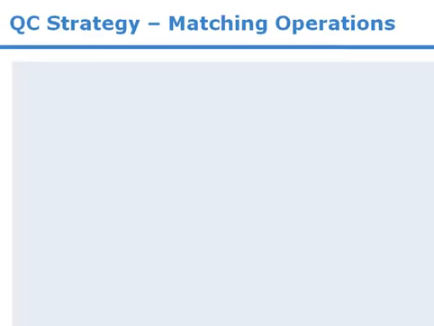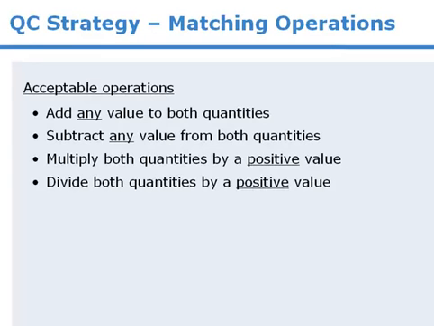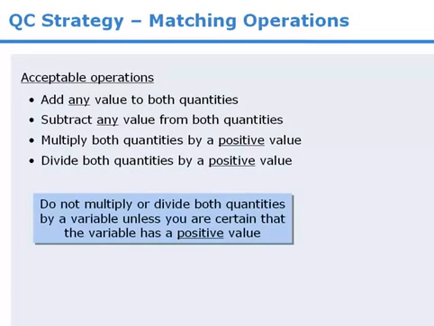Alright, let's summarize. In this lesson, we learned that we can simplify quantitative comparison questions by performing the same operations on both quantities. We also learned that we must not multiply or divide the quantities by a variable unless we're absolutely certain that the variable has a positive value only.